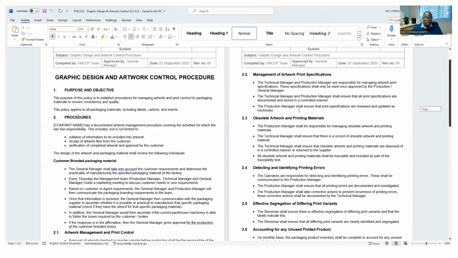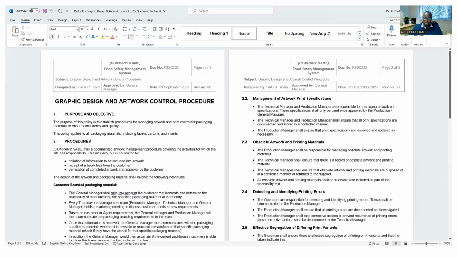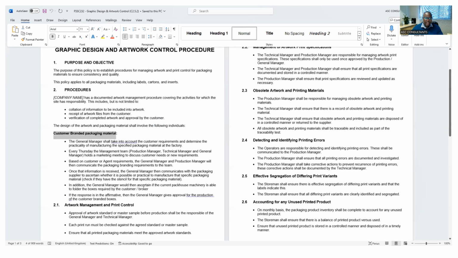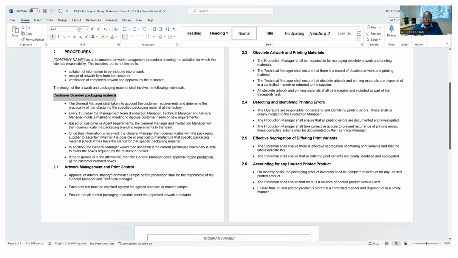And if you use a combination of these forms and procedures, surely you would be able to say you have complied with this requirement. If you remember, we also spoke about the graphic design and artwork control procedure, and who is responsible for it. In this case, for customer branded materials, the general manager, and then artwork management, the approval of artwork standard or master sample is the responsibility of the general manager and the technical manager.